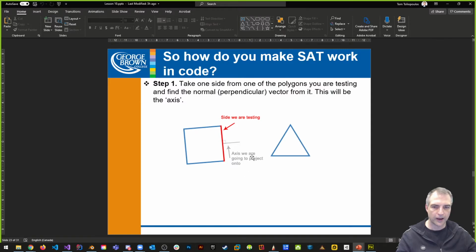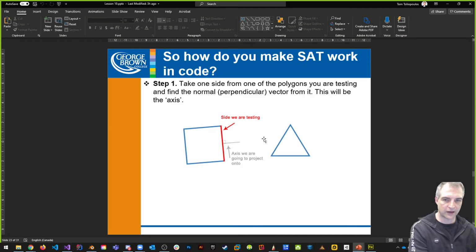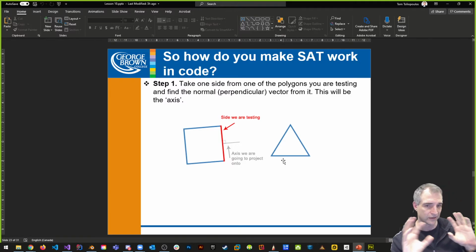In separating axis theorem, the first step is to take one side from one of the polygons you are testing, and find the normal. That's kind of an interesting way of doing it too. I'm finding the normal from this side. So there's the normal, and this will be the axis that we're comparing, because there is no axis. These are object aligned elements as opposed to axis aligned, because this could be anywhere in space. And we're trying to dynamically detect collisions as opposed to static collision detection, which is what happens most often.